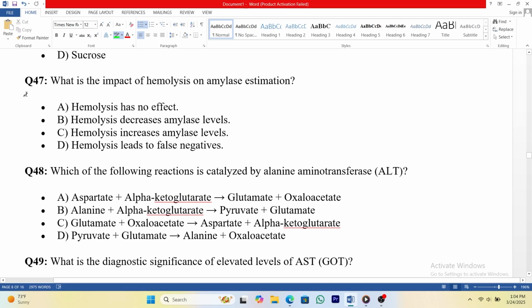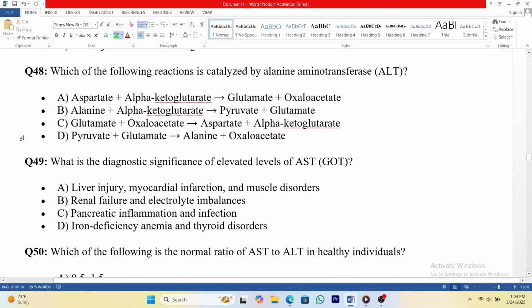What is the impact of hemolysis on amylase estimation? A. Hemolysis has no effect. B. Hemolysis decreases amylase levels. C. Hemolysis increases amylase levels. D. Hemolysis leads to false negatives. Answer: C. 48. Which of the following reactions is catalyzed by alanine aminotransferase, ALT?